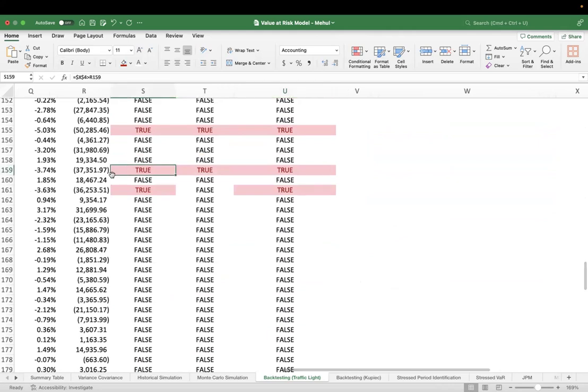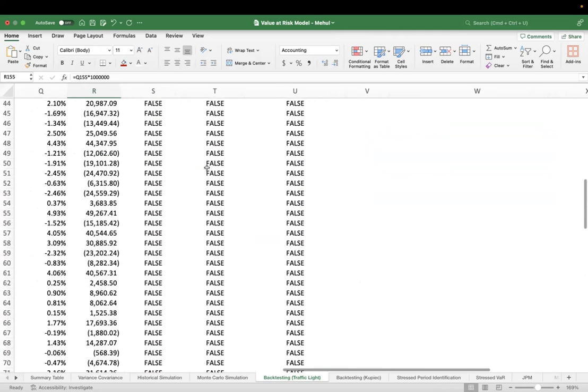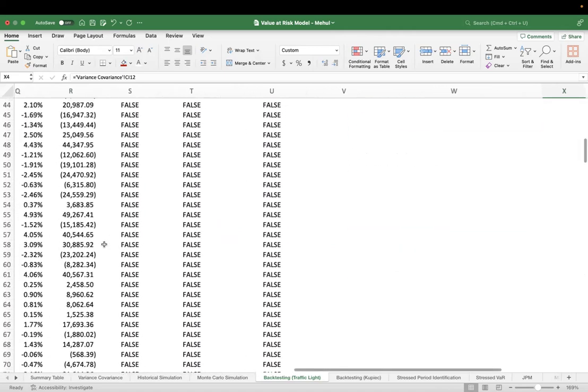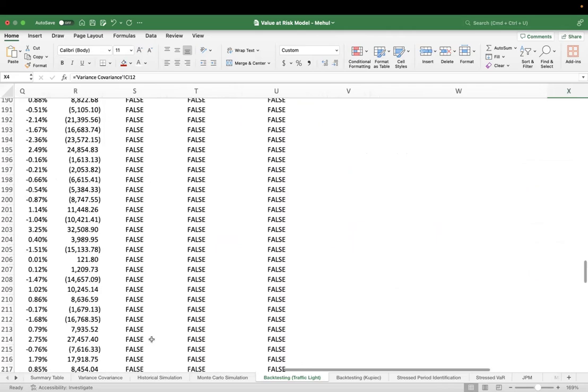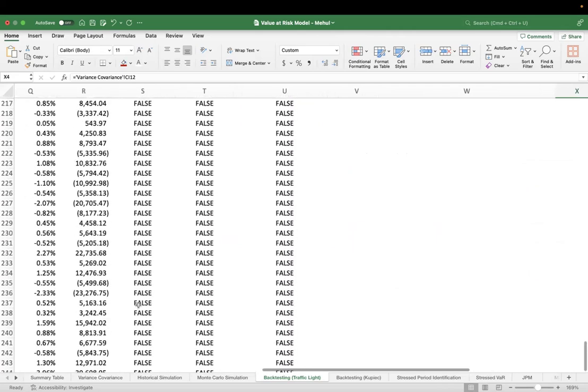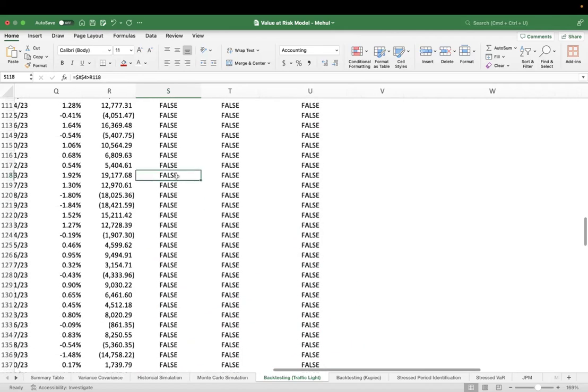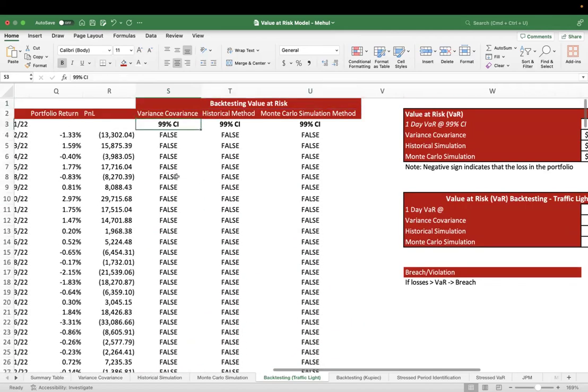Let's see this example. $50,000 loss, right? So is the $50,000 loss greater than the $35,000? Of course, $50,000 is a higher loss. And that's why, when the loss is greater than the value at risk number, we say yes, the breach has happened. That's why I'm assigning true. So I hope this is clear.